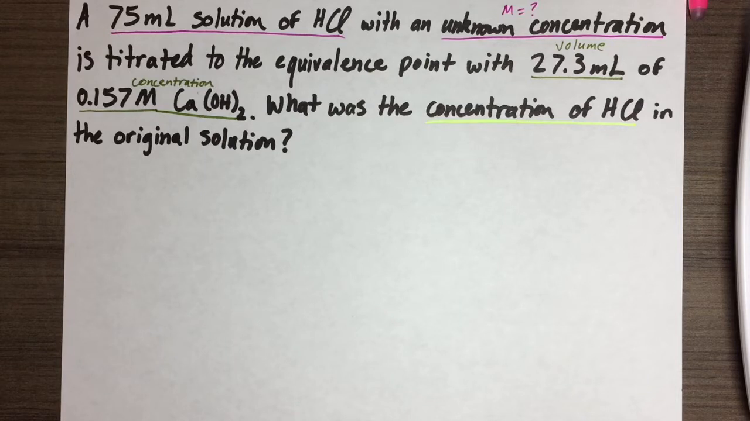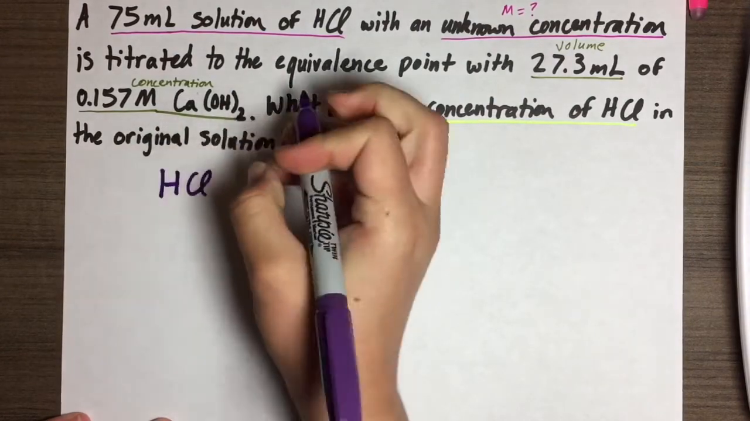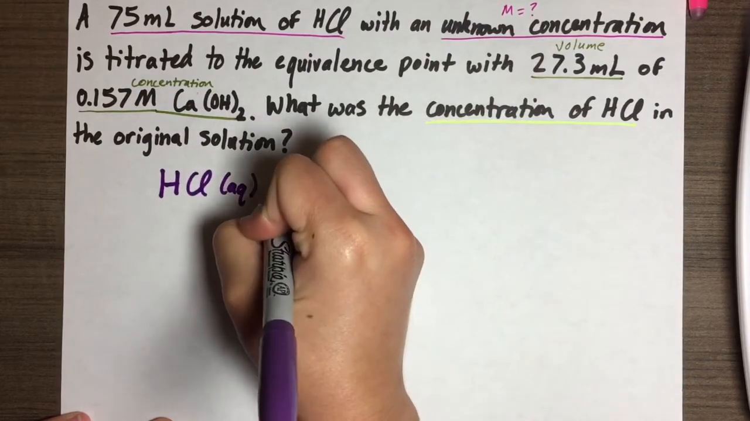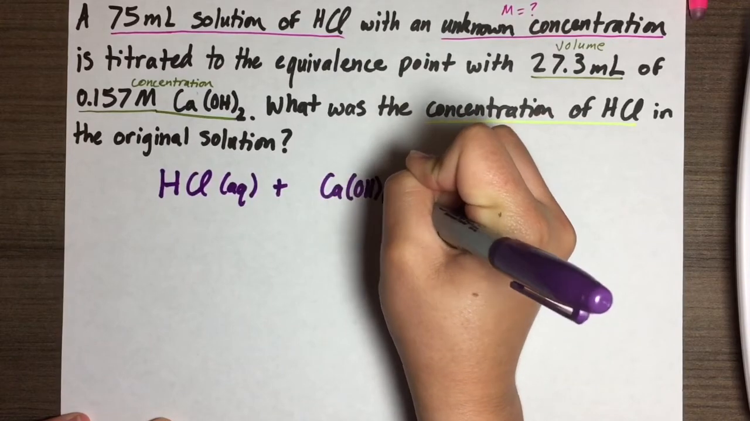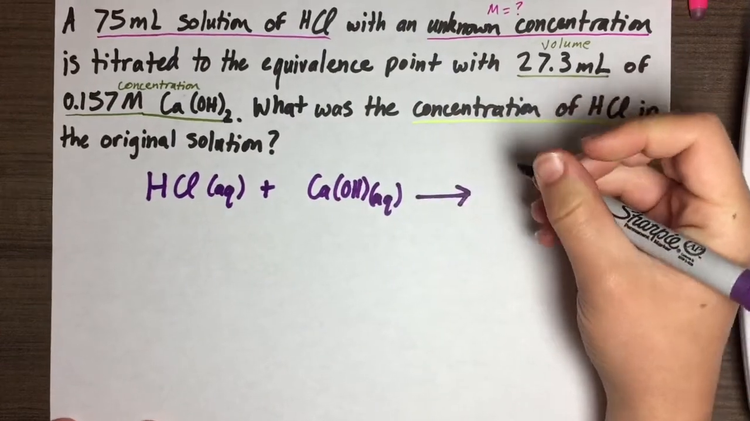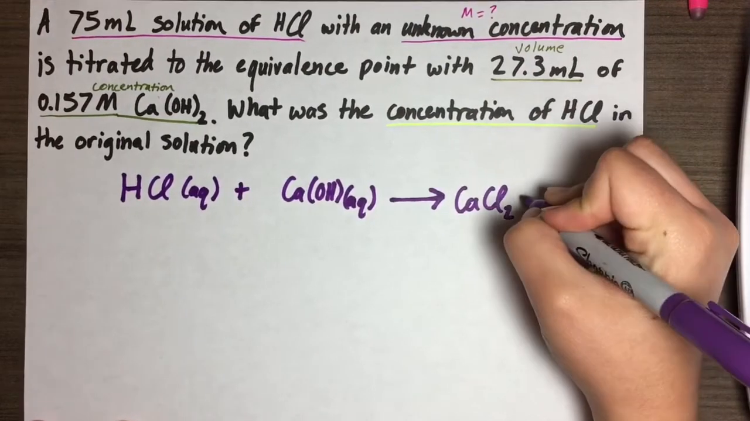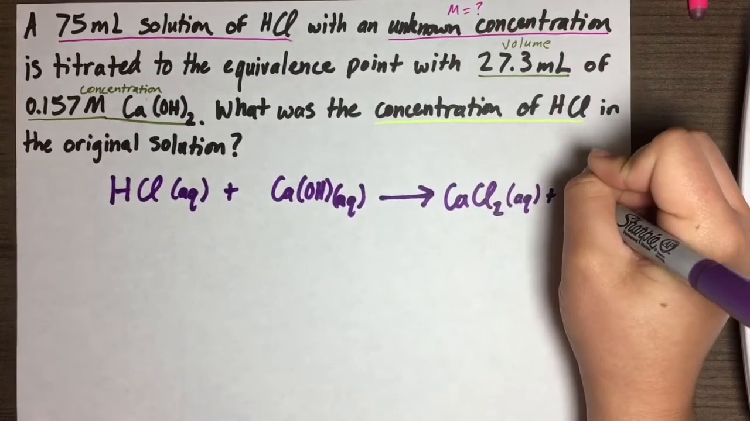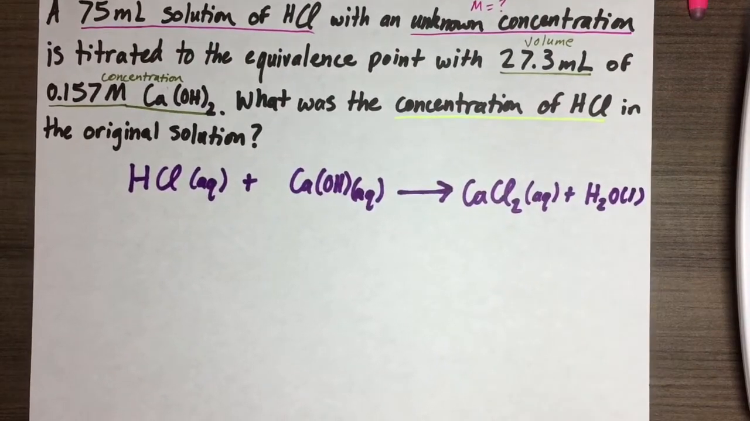So before I start anything, I'm going to write out the equation and then balance it. So we have hydrochloric acid and calcium hydroxide. I'm sorry if the permanent marker is bleeding a lot. And we're going to get as products calcium chloride and water. That's an L there at the end.